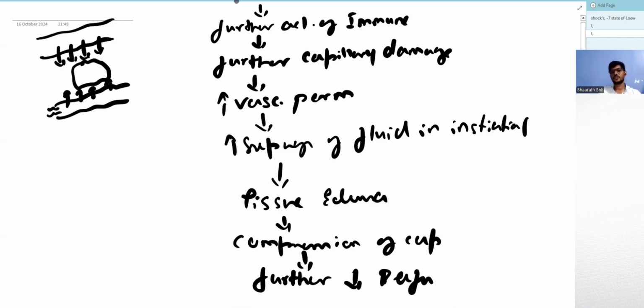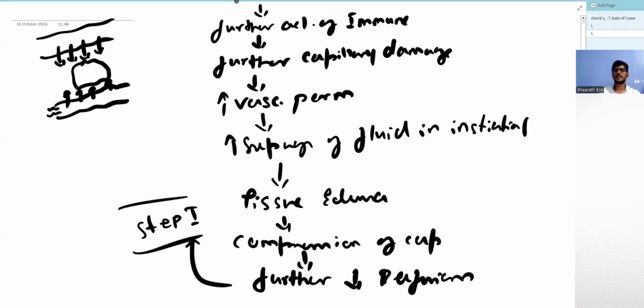When perfusion is further reduced, the same cycle comes back. Then it goes back to step one, that is, cells switch to anaerobic respiration. So this cycle keeps on happening. So this second part, what I told, is the microvascular changes. The first one was the cellular change. The second one is microvascular changes.